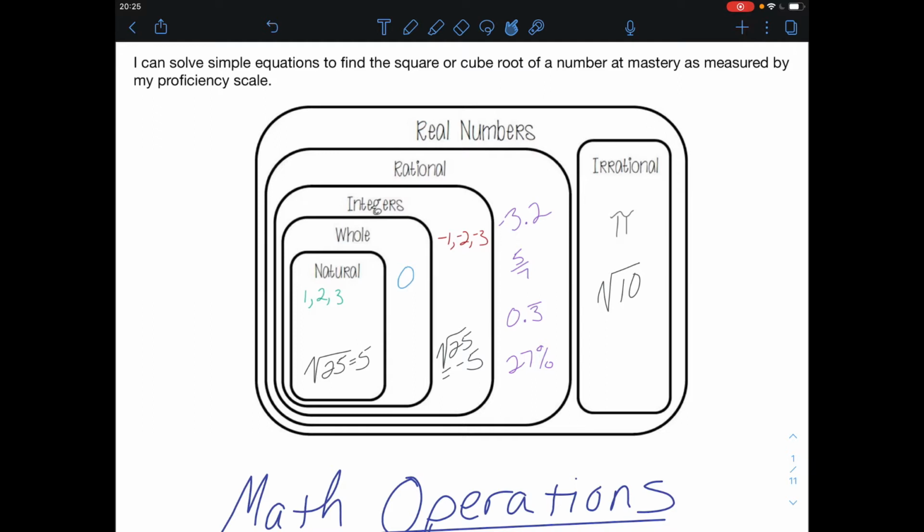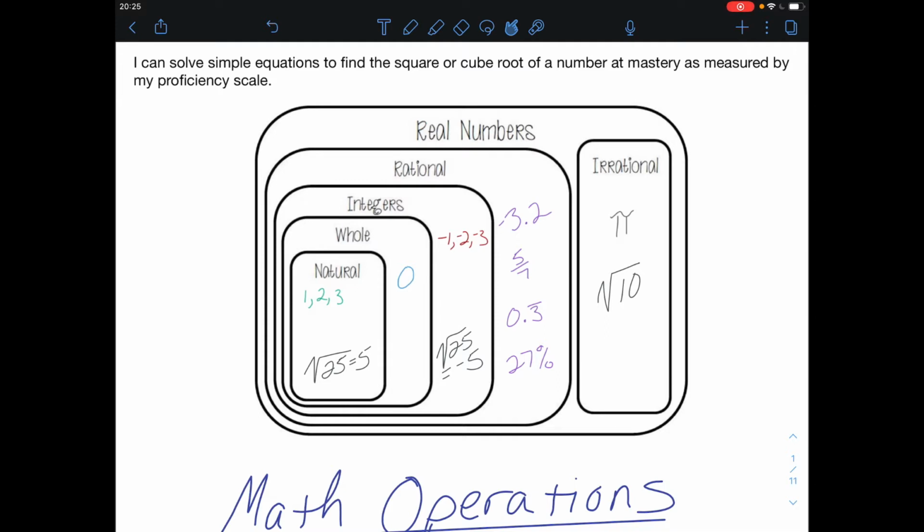So before we dive into our perfect square and cube roots, it would be important to make sure we understand our real number system. You guys have been working with natural numbers, or our counting numbers like 1, 2, 3, and so on, since the very beginning of school. Whole numbers are all of those counting or natural numbers and the number 0. Integers put in the negative versions of our natural numbers.